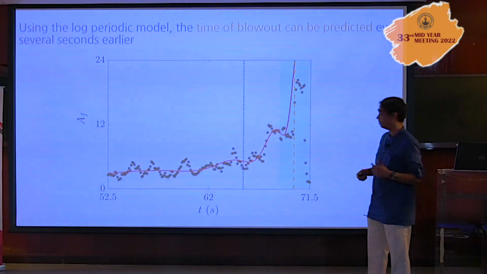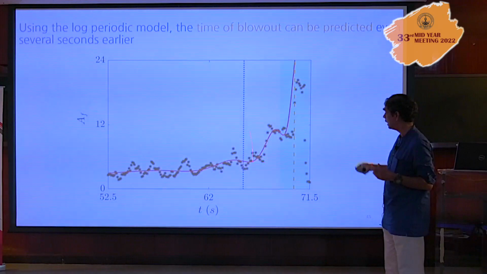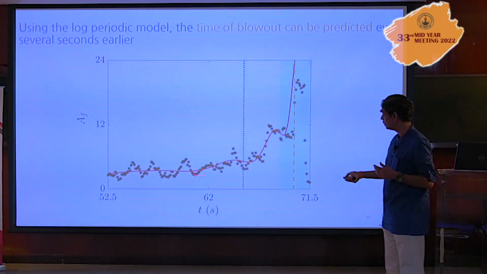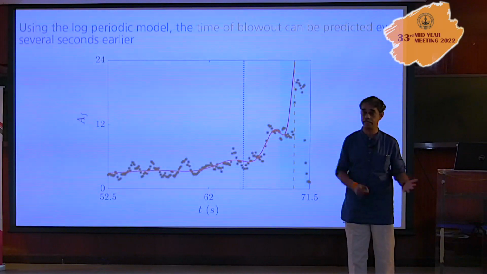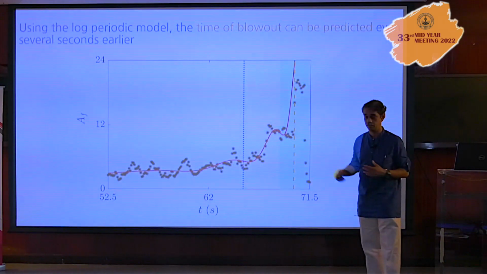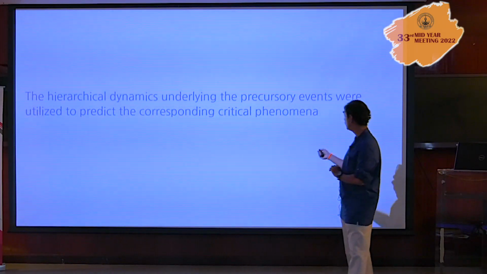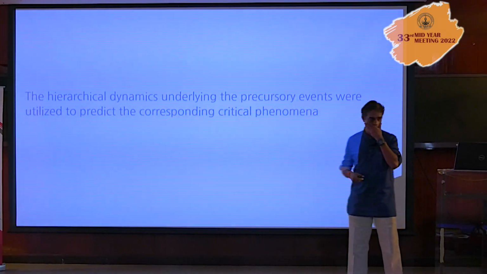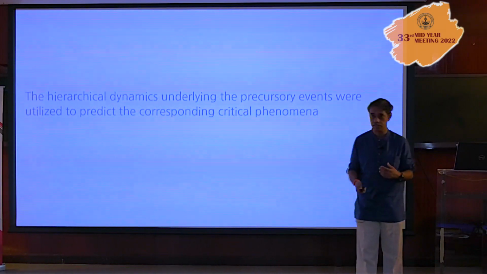As an engineer, we're always interested in prediction, so we want to get early warning for this. Can you look at the sound signal and know somewhere here that we are going towards blowout, so that we can take corrective action? There's an automatic algorithm we have patented and developed. So the hierarchical systems underlying the precursory events were used to predict the corresponding critical phenomena. Here the blowout is a critical phenomenon.